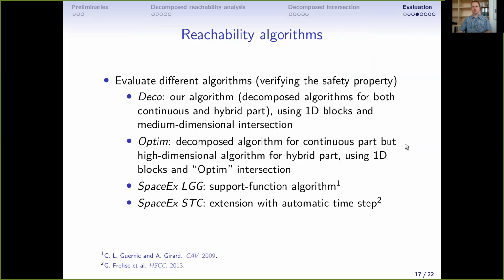The second one uses this decomposition algorithm in continuous time that we presented 2 years ago, but doesn't use our new extension for hybrid systems, but just uses a high-dimensional black box algorithm for that, and this optimization procedure for the intersection. And the other 2 algorithms are implemented in SpaceX, which use a support function representation.